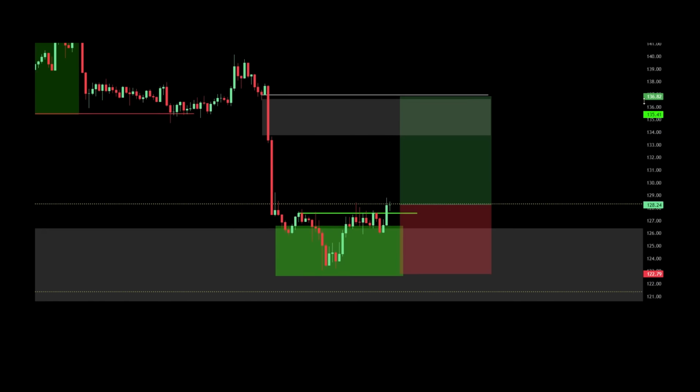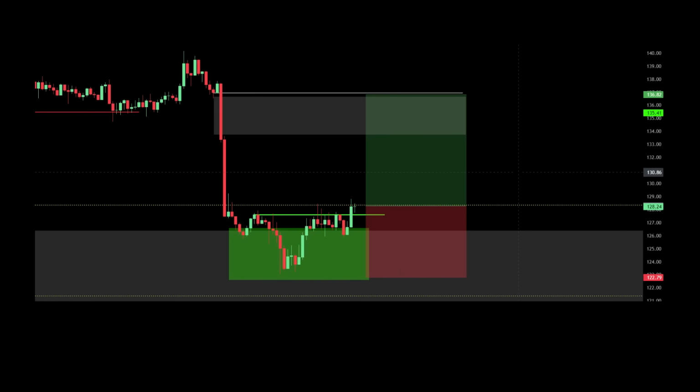What we're doing is, since we found our entry, we're looking for draws on liquidity, which are potential magnet areas, which are going to pull price towards these areas after we look for an entry.